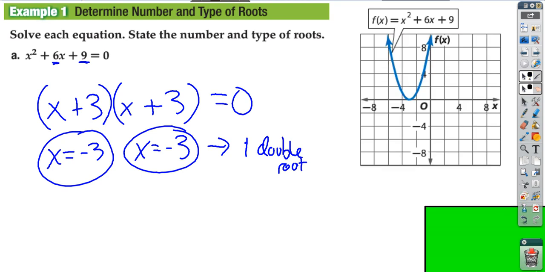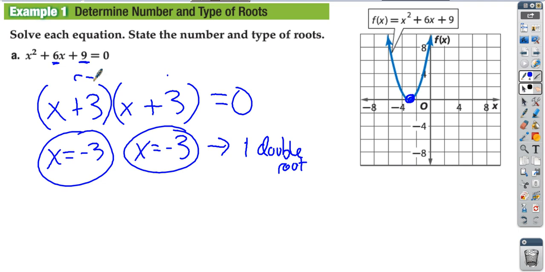So if you graphed it, it would look like this. It only crosses once, but it's being counted twice, because in theory, you could write this whole equation right here as x plus 3 to the second power. So negative 3 is being counted twice.